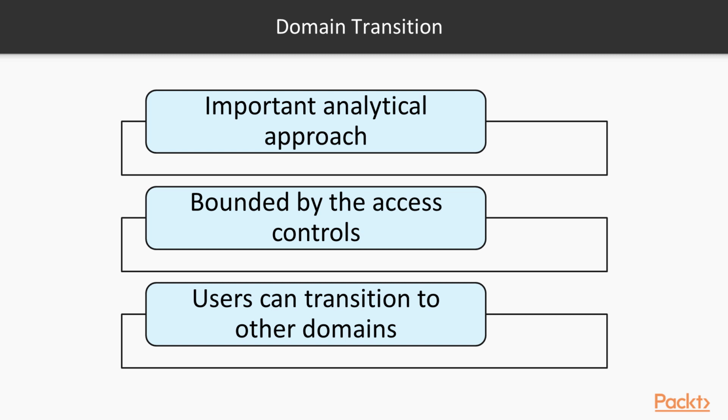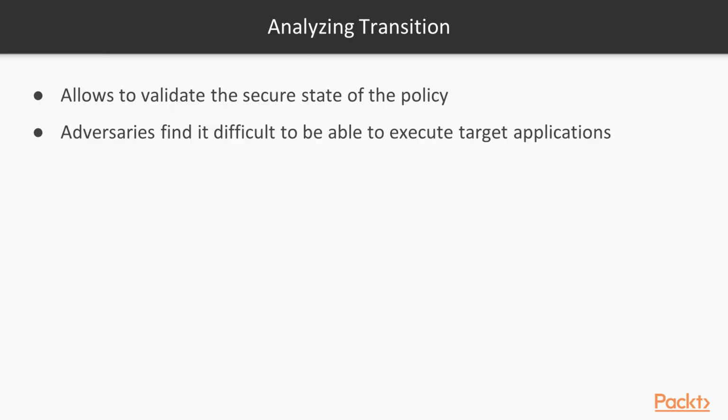Domains are bounded by the access controls that are in place for a given domain, but users can transition to other domains by executing the right set of applications. Analyzing if and how a transition can occur between two domains allows administrators to validate the secure state of the policy. Given the mandatory nature of SELinux, adversaries will find it difficult to execute target applications if a domain transition analysis shows that the source domain cannot execute said application, either directly or indirectly.